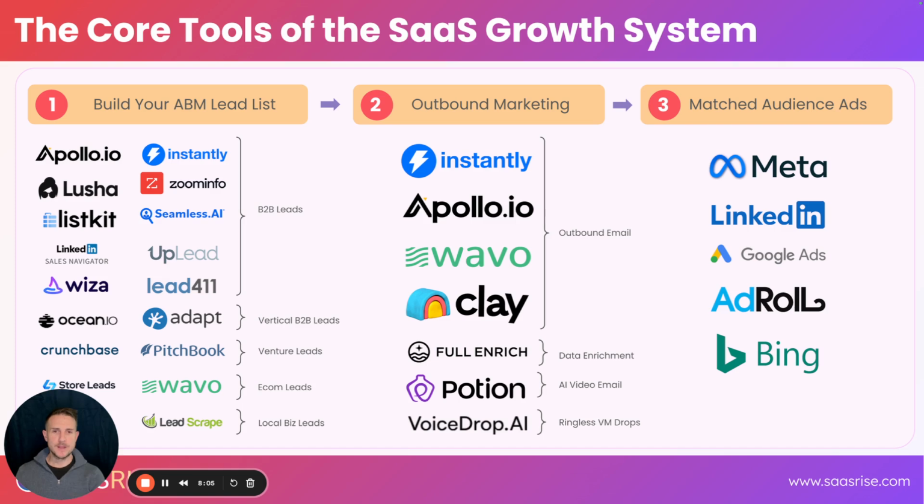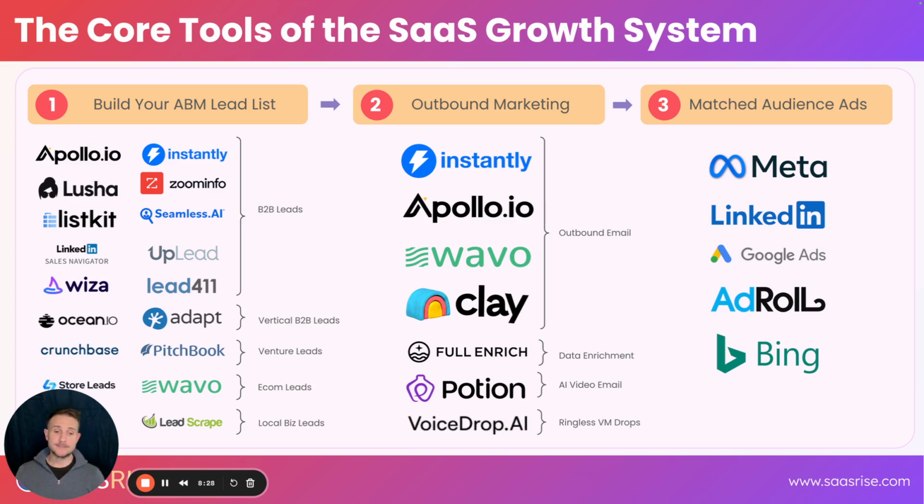move the needle. So the reason why outbound marketing and the reason why matched audience ads don't work for mid-market and enterprise companies is usually that they don't do enough of it. And so if you're sending out 3,000 outbound emails a month, 100 a day, it's probably not going to move the needle for you unless you're really small and you're just trying to get your first 5 or 6 customers.